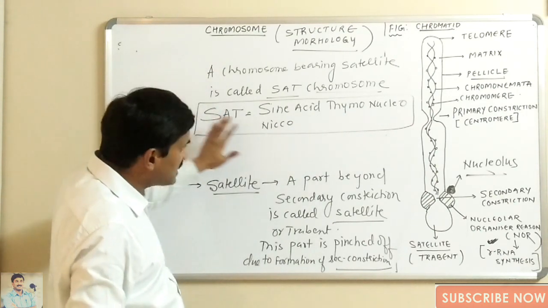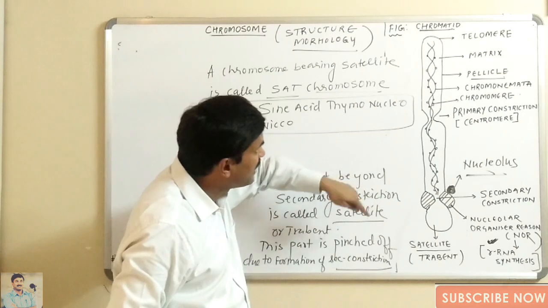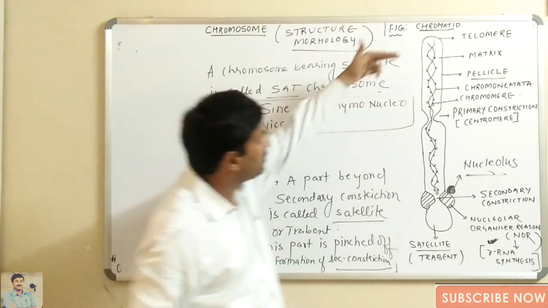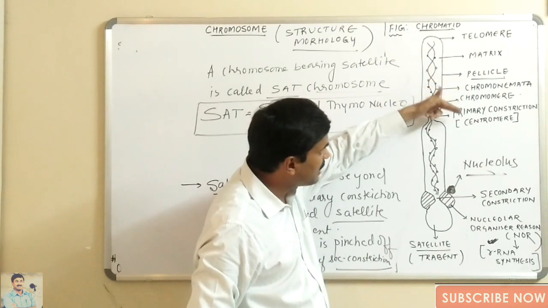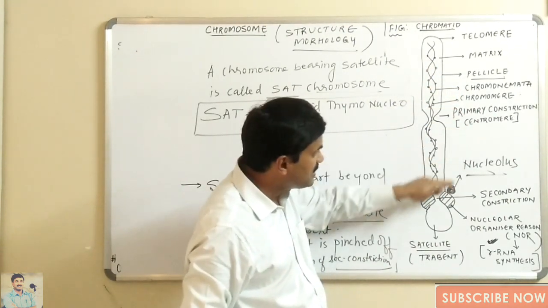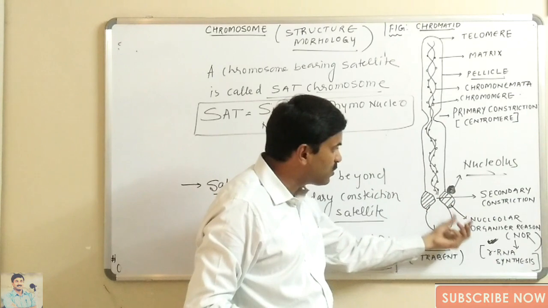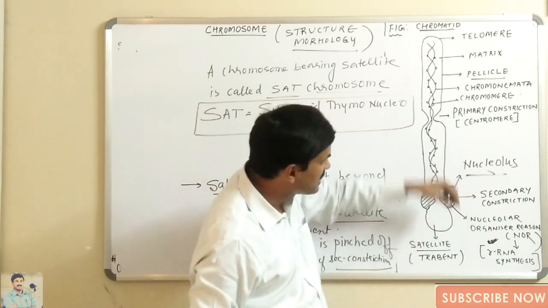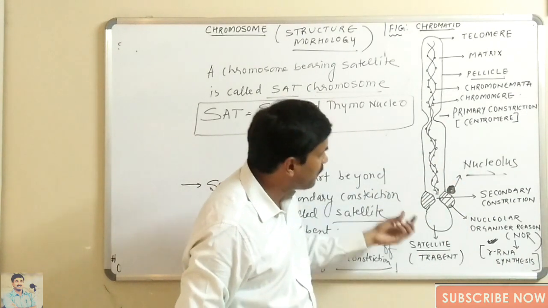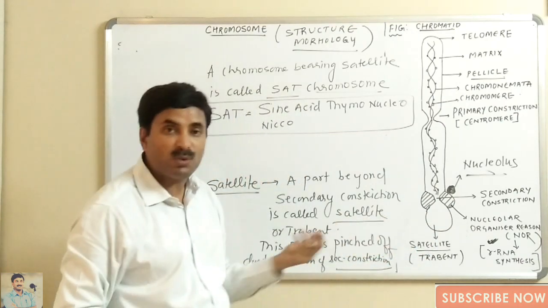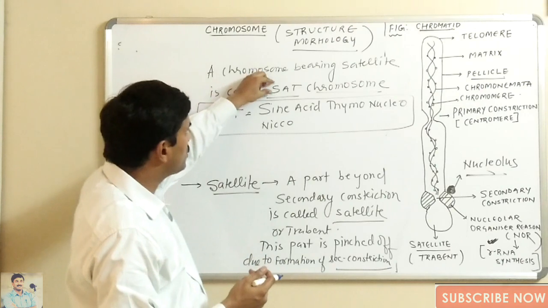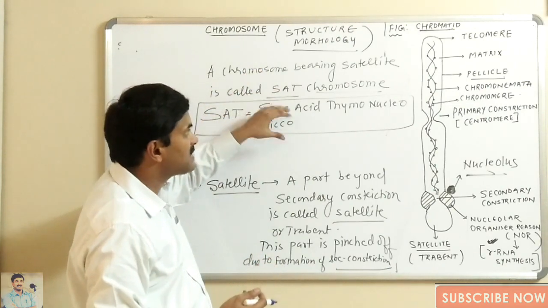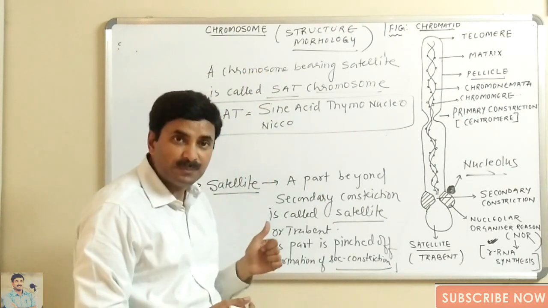Okay, so this was the satellite. We have discussed the morphology of the chromosome: telomere, matrix, pellicle, chromonemata, chromomere, primary constriction, so called the centromere, and secondary constriction surrounded by the nucleolus organizer region having the nucleolus. A part which is pinched off beyond the secondary constriction is called the satellite. A chromosome bearing a satellite is called the SAT chromosome. SAT means Sine Acido Thymo Nucleinico.